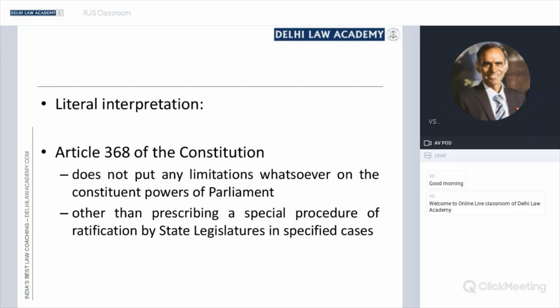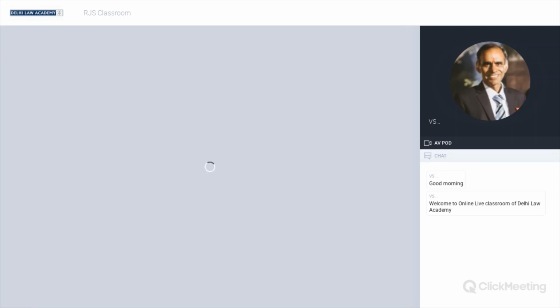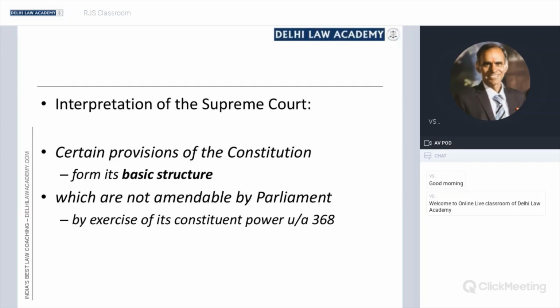If we take the literal interpretation, as we see in Article 368 Clause 1, it's clear that the clause does not put any limitations whatever on the constituent powers of Parliament, other than prescribing a special procedure of ratification by state legislatures in certain specified cases. So that is the literal interpretation. However, the interpretation of the Supreme Court was thus, and this is very important. This is the crux of the judgment.